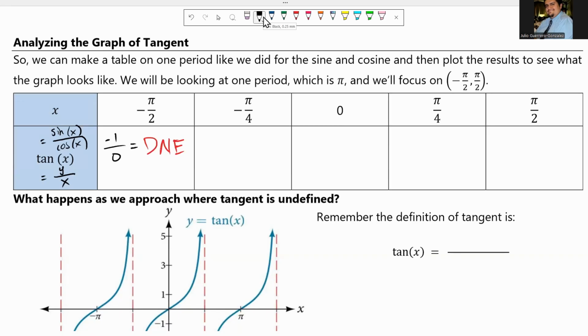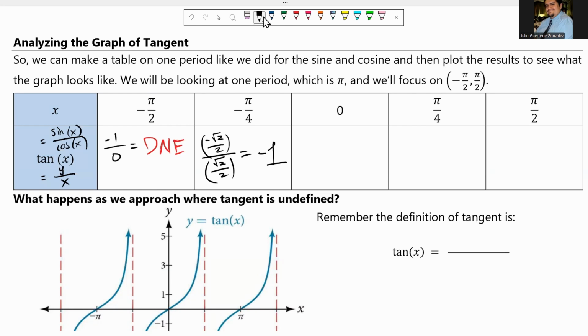Let's keep going. Negative pi over 4 is the same thing as the angle that's at 315 degrees. So that's going to be negative square root of 2 over 2 on top, divided by the square root of 2 over 2 on the bottom. And if you take a look at this, this is going to be negative 1.